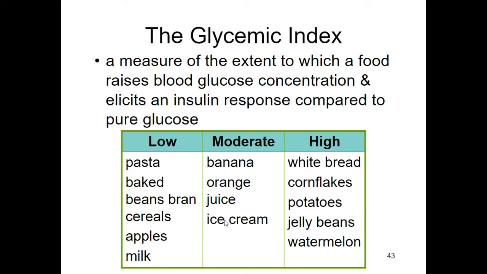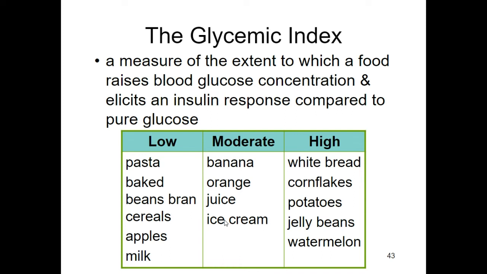The GI. Okay, you might have frequently heard this term. So what is this term all about? So the GI is actually a measure of the extent to which a food raises blood glucose concentration and elicits an insulin response compared to pure glucose. So this is the measure that would tell whether this food's effect on blood glucose levels is to raise it.